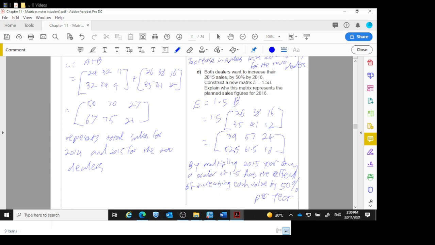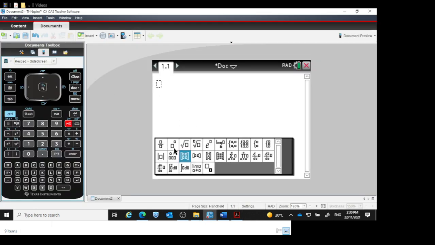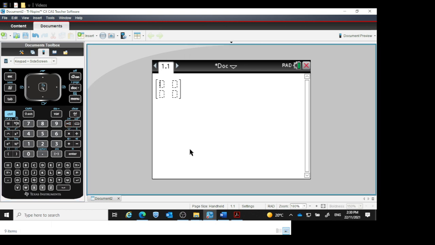I did say to you I'd show you how to do things on the calculator. So if I go to the calculator, and I'll just do a real quick one. Here's where we get our matrix from. This is a 2 by 2 here. This is a row, column, and this one here, you can choose any one you want. So I'm just going to do a 2 by 2. 1, 2, 3, 4. Okay, that's a simple, easy one.